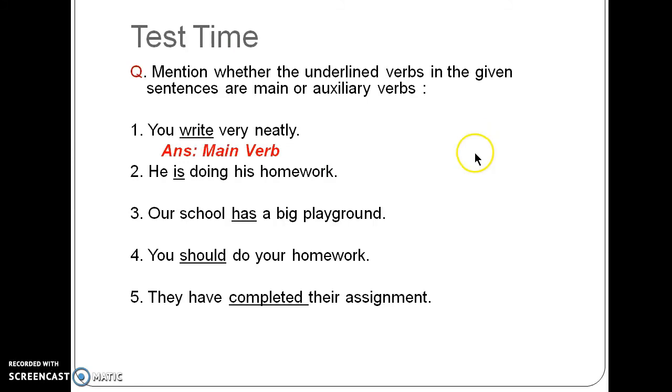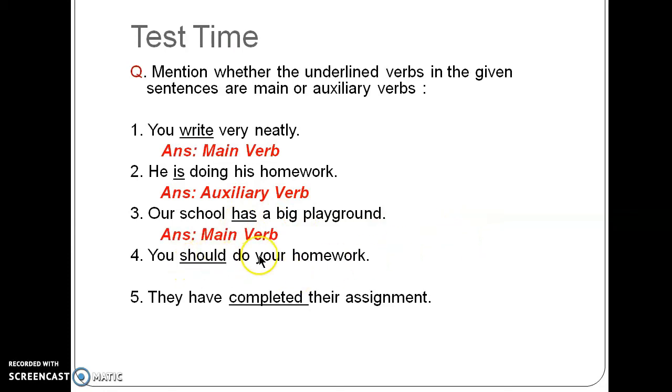Next, he is doing his homework. The underlined word is. Is it a helping verb or a main verb? It is a helping verb because it helps us to form the tense. Next, our school has a big playground. Has here is what verb? It's a main verb. It shows possession.